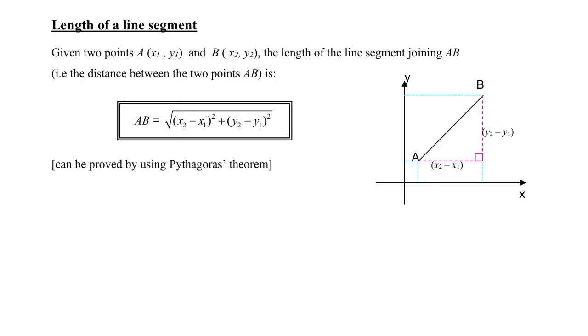Hello everyone, welcome to this video where we are going to explore the length of a line segment. For this particular question, I'm going to look at 2 points, given 2 points, x1, y1 and x2, y2, point A, point B. What will be the length? And sometimes we refer to the length as distance. This is the formula, and I'm going to prove by Pythagoras theorem how this formula comes about.